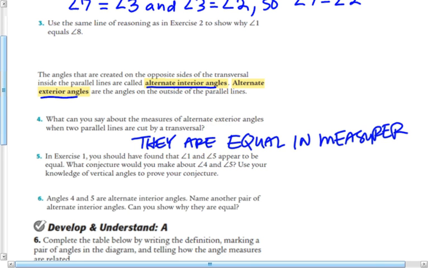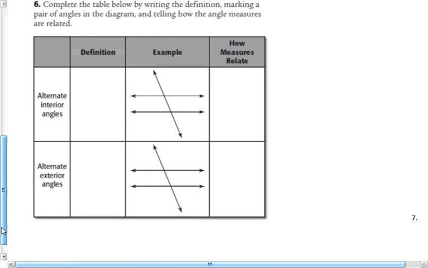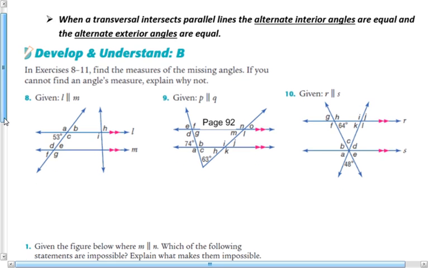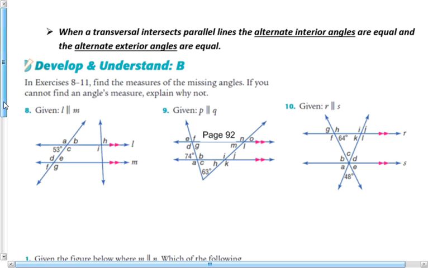All right, so let's do a couple problems using this idea. Let's look at number 8 here, and we're going to try and find the missing angles. When a transversal intersects parallel lines, the alternate interior angles are equal and the alternate exterior angles are equal. Remember, there are other pairs of equal angles that we can use too, like vertical angles, corresponding angles, and so on. But let's do what we can here. Right now, we can see that B is a vertical angle with this 53 degrees, so B is definitely 53.